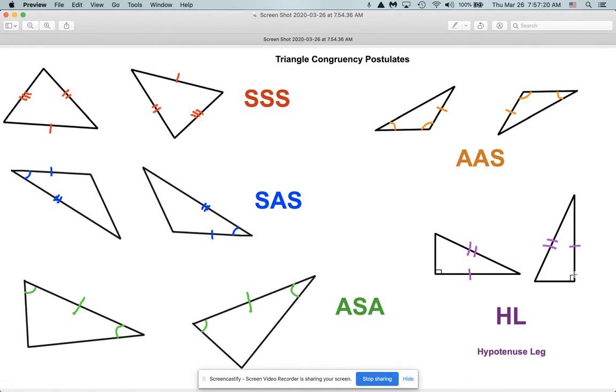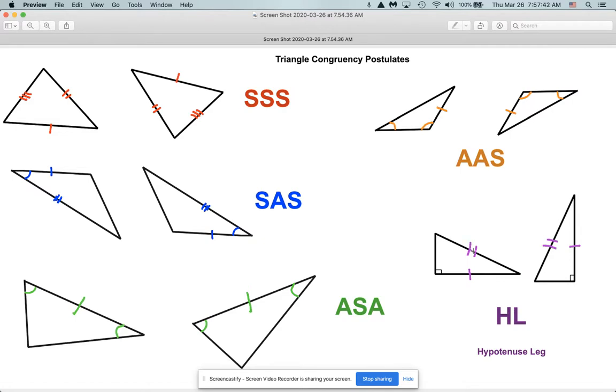If we have a right triangle, so in other words, we have that little square in the corner of the right triangle, and we know the hypotenuse, and we know one of the legs, we call these two sides the legs, so we have a leg and the hypotenuse. We know these are congruent by hypotenuse leg. They call it the hypotenuse leg theorem.